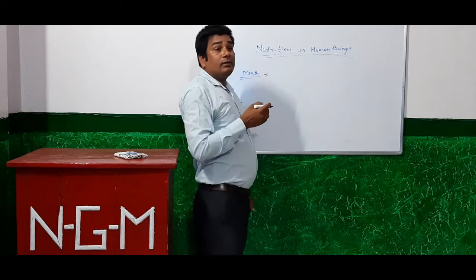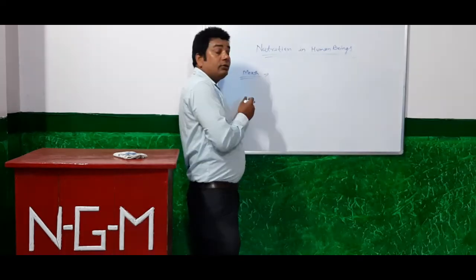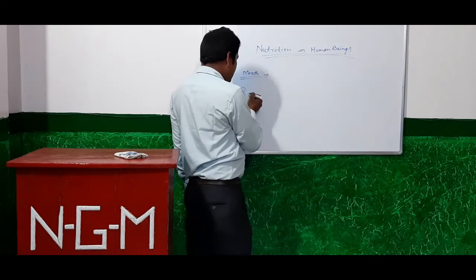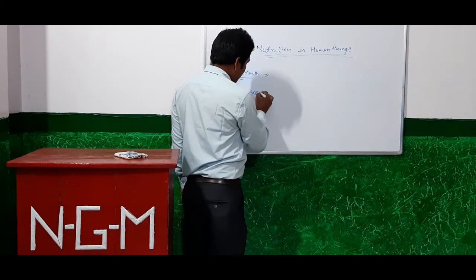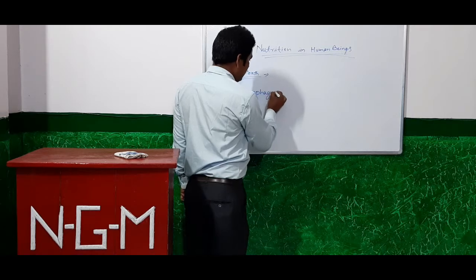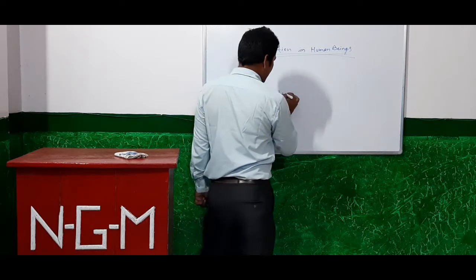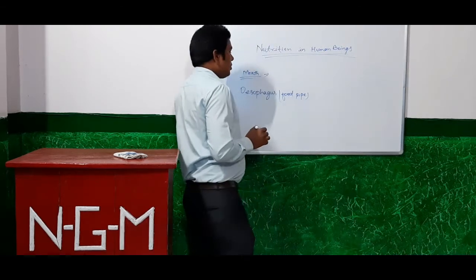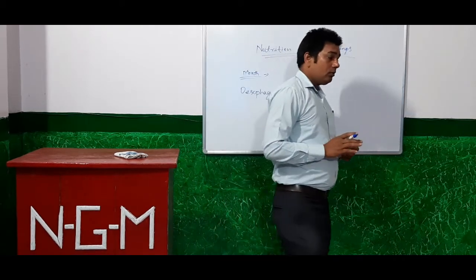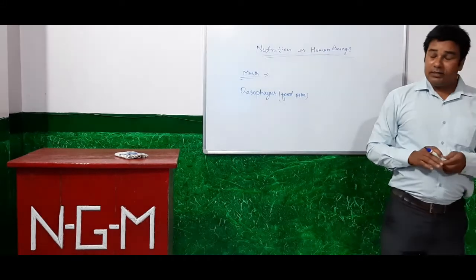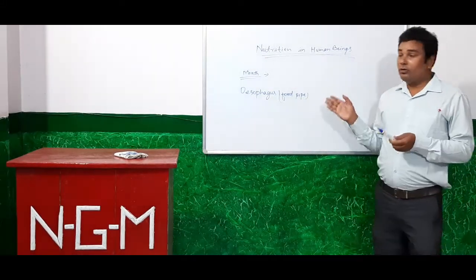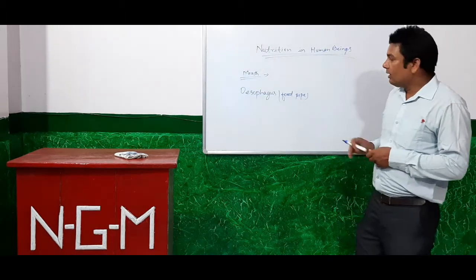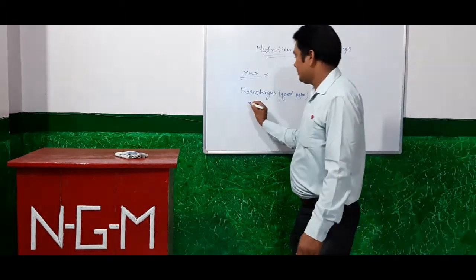Next, after the mouth, food goes into our oesophagus. O is silent here. Oesophagus means food pipe. Esophagus, there is no digestion taking place in the esophagus. It's just a passage or tube or way from which food is transported to the stomach.